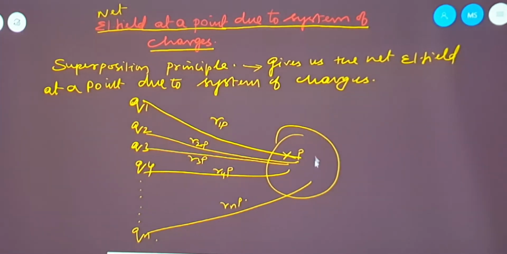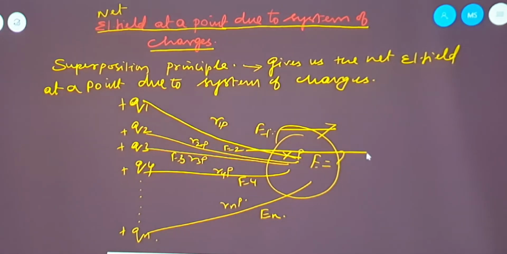So at this point, what is the total electrical field E? Due to Q1, electrical field is E1. Due to Q2, electrical field is E2. Due to Q3, electrical field is E3. Due to Q4, electrical field is E4. Due to Qn, electrical field is En. If all these charges are considered to be positive in nature, then this electrical field will be acting away from what? Away from this charge. E1, E2, E3 and everything is acting away from this charge.